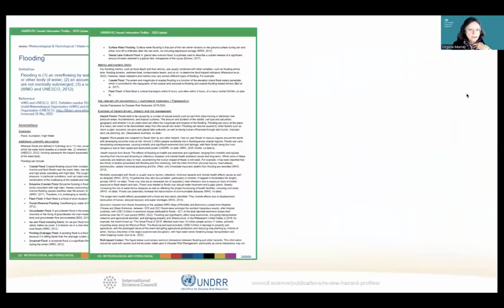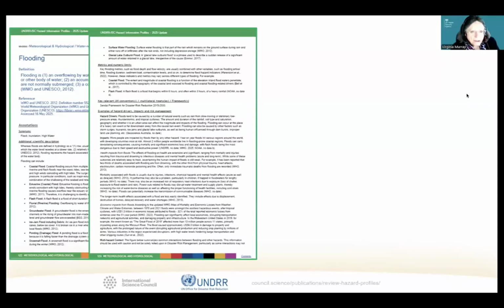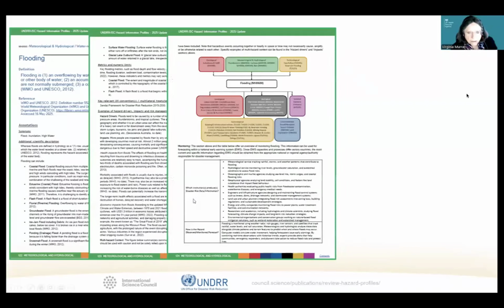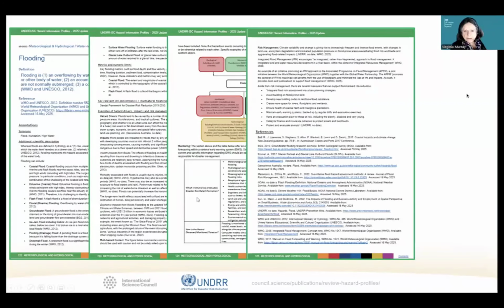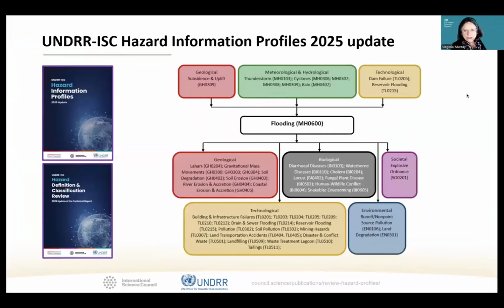Right, let me take you through the flooding one. This is the hazard information profile on flooding. So it's really clear, it's very much there for you to use. And the whole purpose of it is that you'll notice here we have the health impacts of floods, but also the economic impacts of floods, which might be useful. And then we have the multi-hazard context, and we have measures on risk management. And it's literally 4.5 pages with open access references. So let me show you how we've done the multi-hazard context.